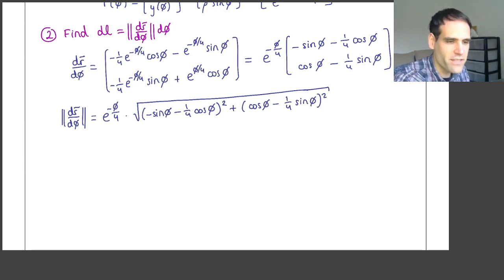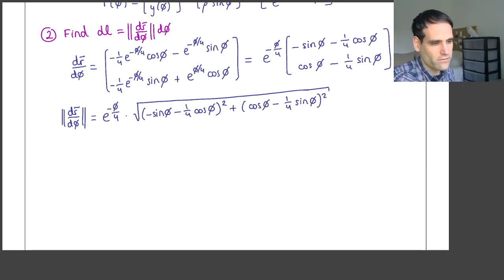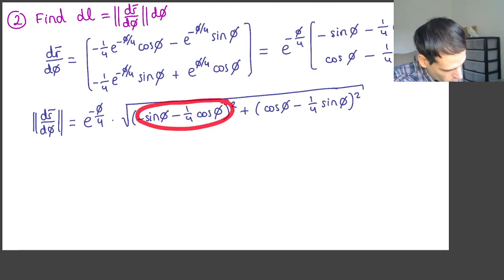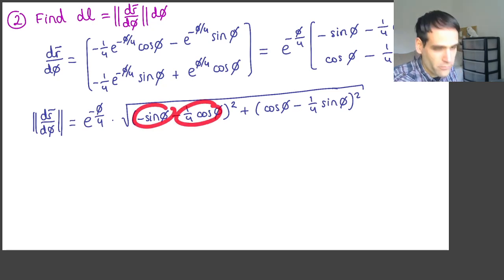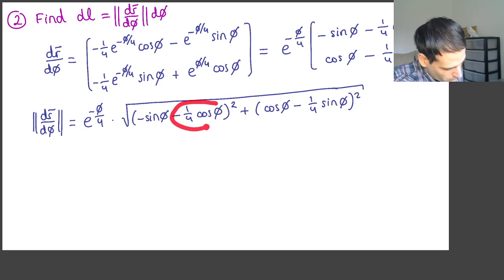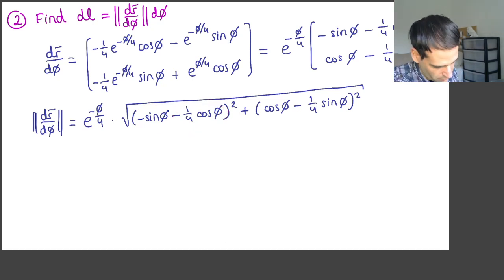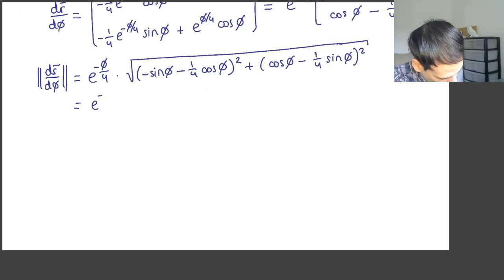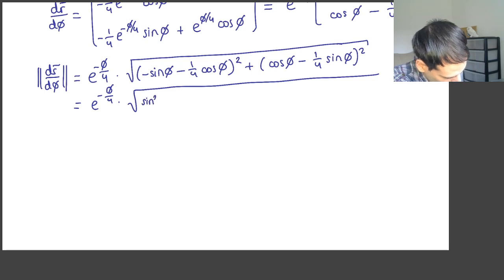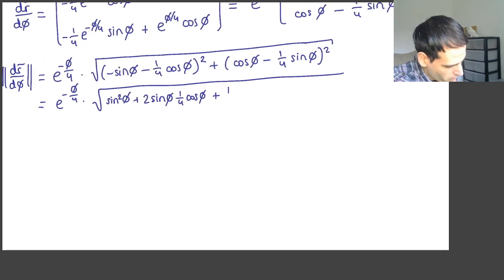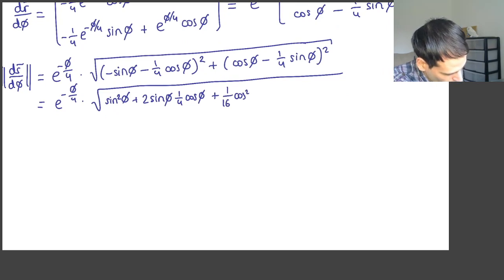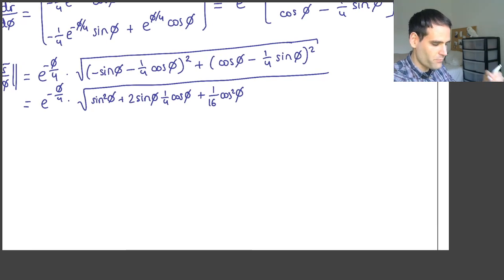And now, as usually happens with these problems, things are going to simplify a lot. Okay, so if you calculate the square of this, you will get sine squared plus this times 2 plus 1/4 squared times cosine squared. Actually, let me write it, why not? So 1/4 squared is 1/16. So that's the first bracket, and then we expand the second bracket.